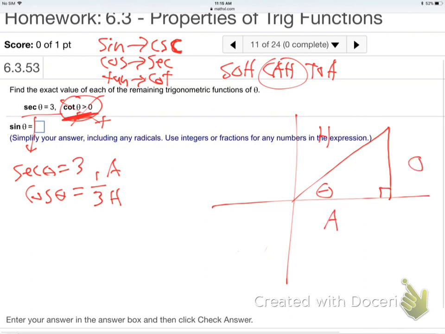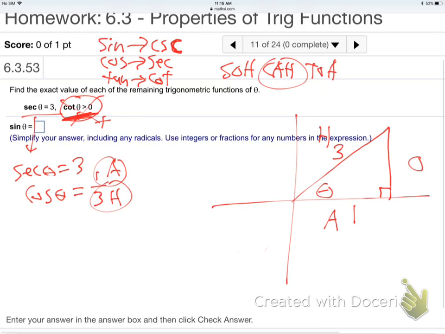You good with that? From theta's perspective, this is the side next to theta. That's what adjacent means, next to you, right? Your neighbor lives next to you, adjacent to you. This is the hypotenuse, because it's across from the right angle. This is the opposite, okay? So adjacent over hypotenuse. So this is 1, this is 3.